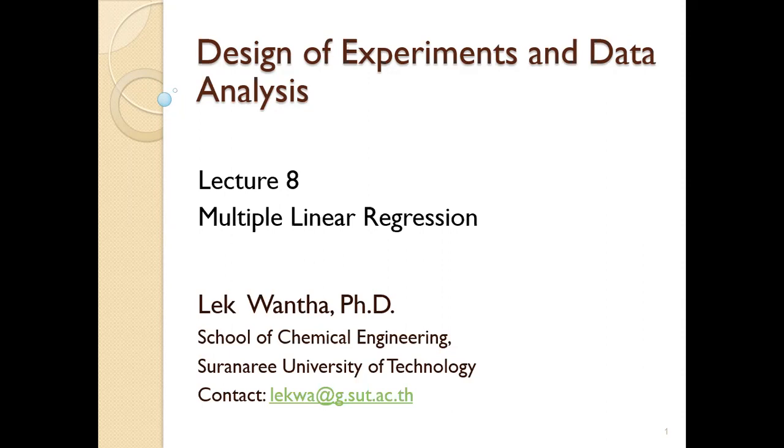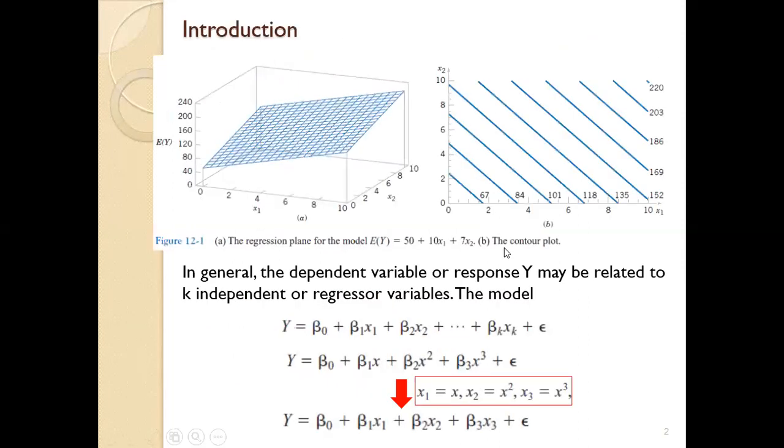This is the multiple linear regression. The dependent variable y is a function of x, but it's not only x. Maybe y is a function of x1, x2, x3, and it's more than one. It's still a linear equation. For example, this is a linear equation with y a function of x1, x2, until xk.